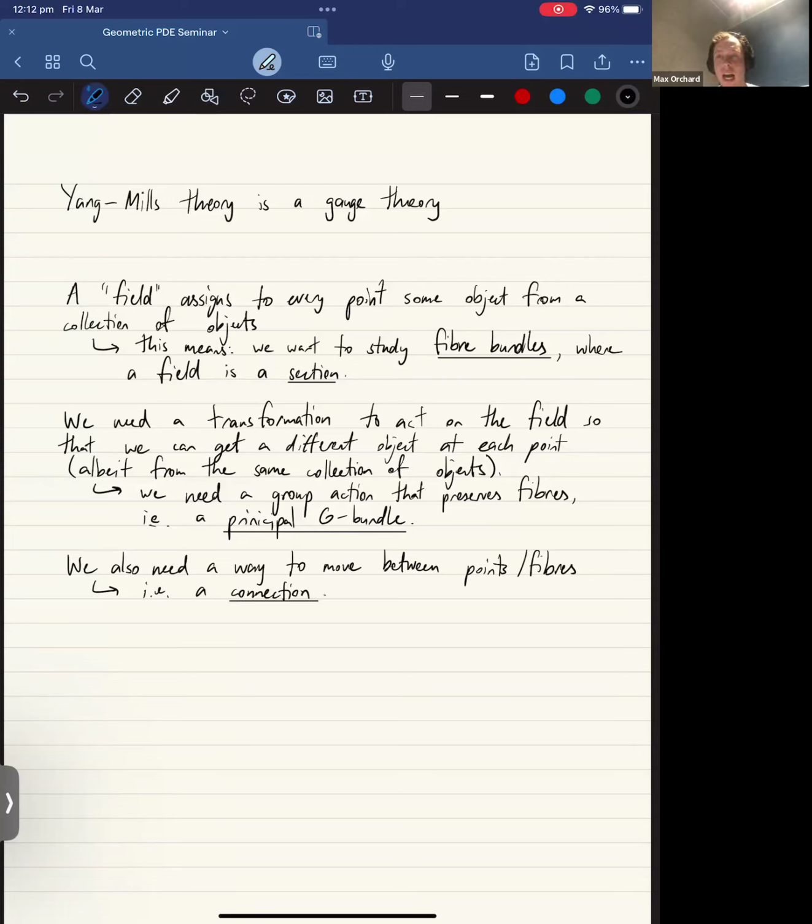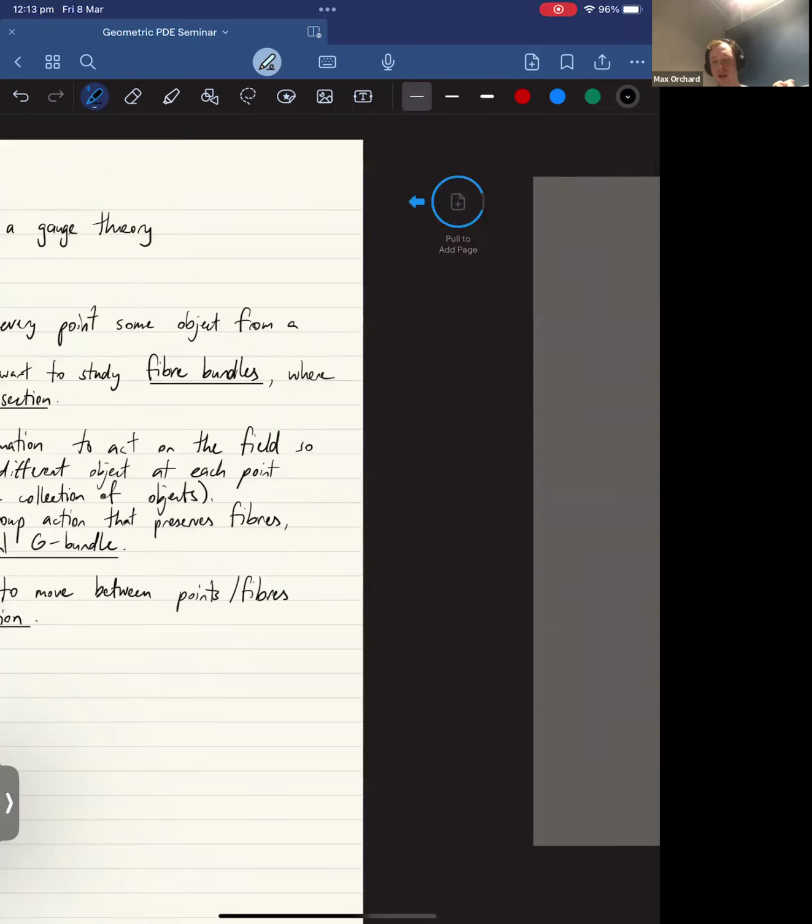Now, in this talk, my goal is to define all of these three objects, as well as provide some examples and maybe some properties of these objects. So yeah, the first thing that I'm going to talk about is fiber bundles.